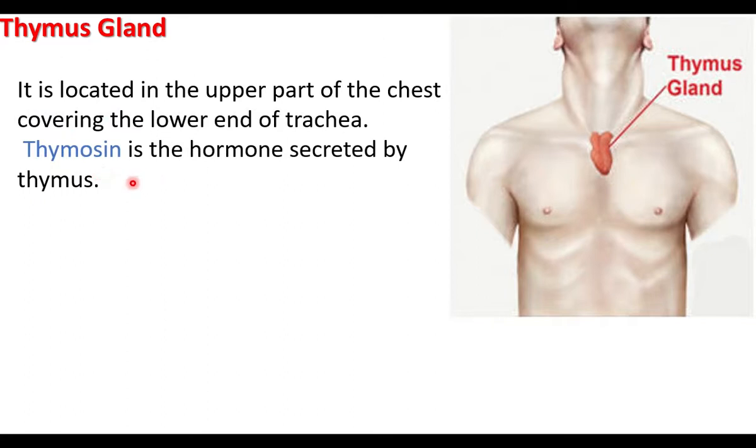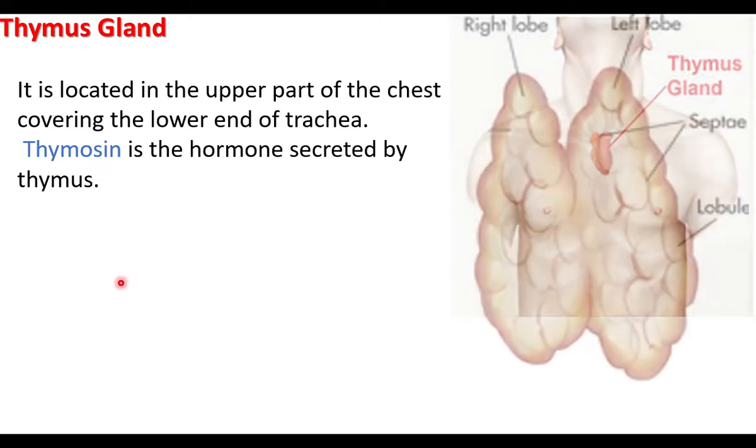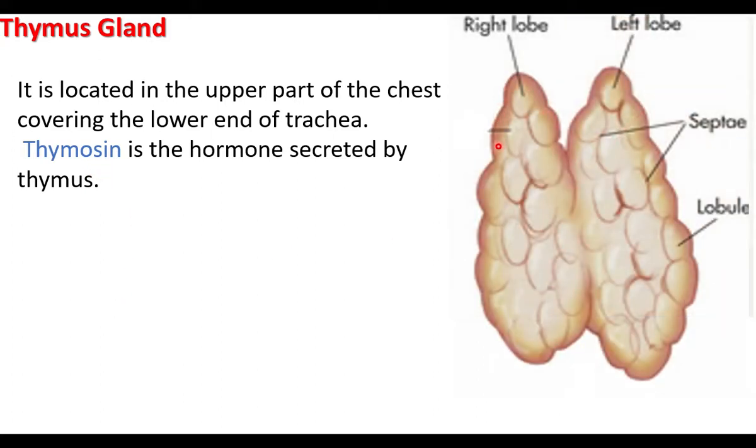Thymosin is the hormone secreted by the thymus. The thymus secretes the hormone thymosin. The thymosin is involved in immunity, that is the resistant power to prevent the diseases. It has 2 lobes. The thymus gland has a right lobe and a left lobe.